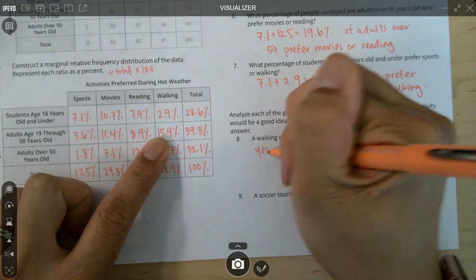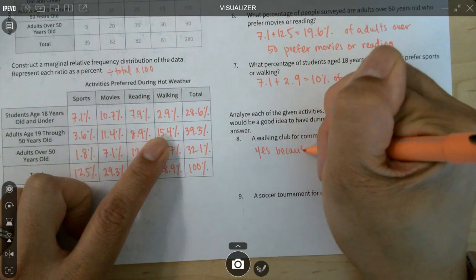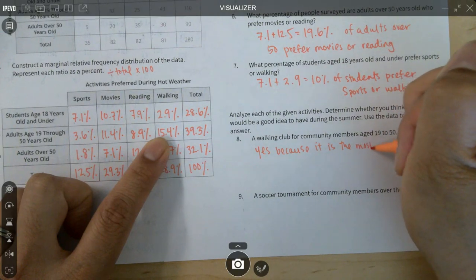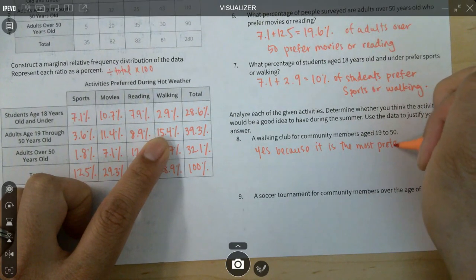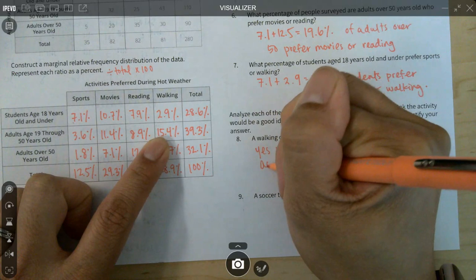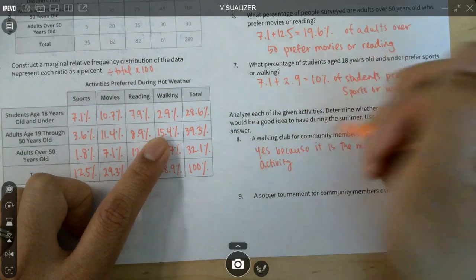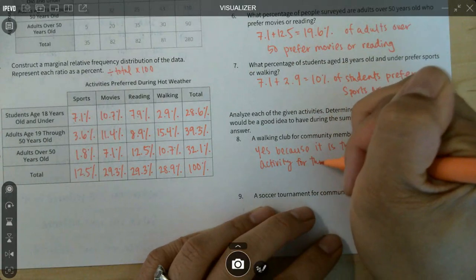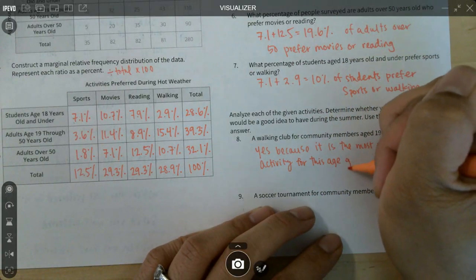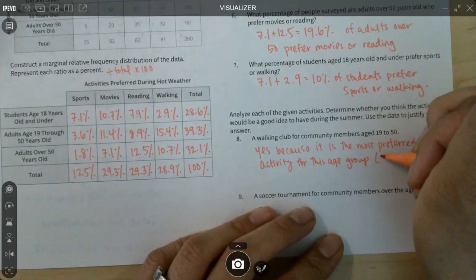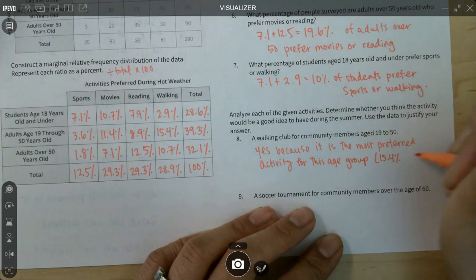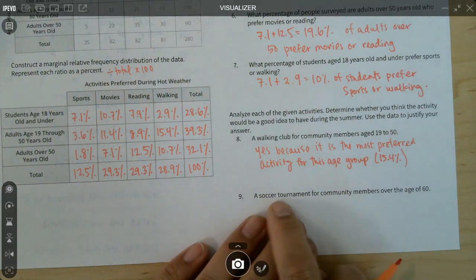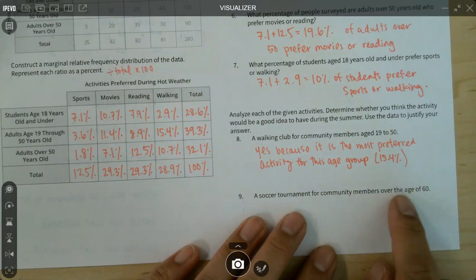So I would say yes, because it is the most preferred activity for this age group. And I'm actually going to say 15.4% prefer that. Now it says a soccer tournament for community members over the age of 60.